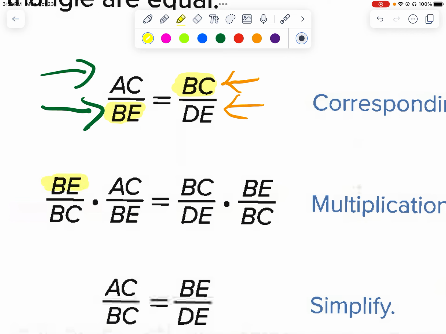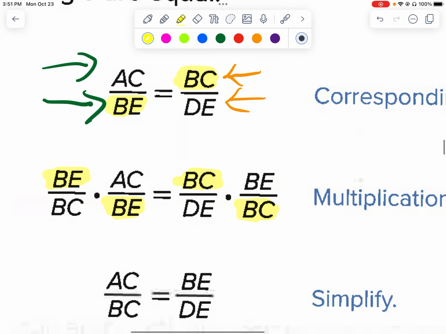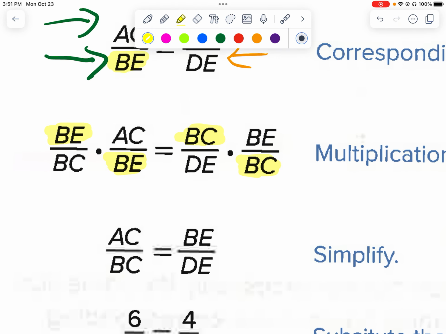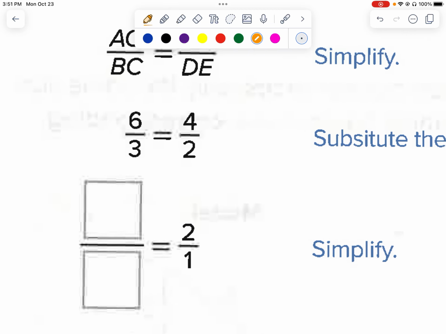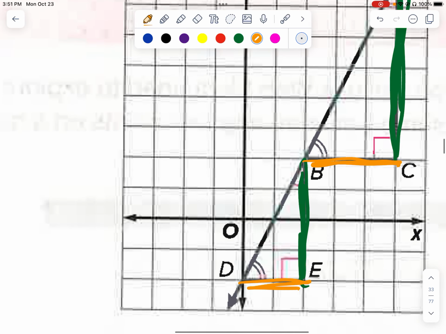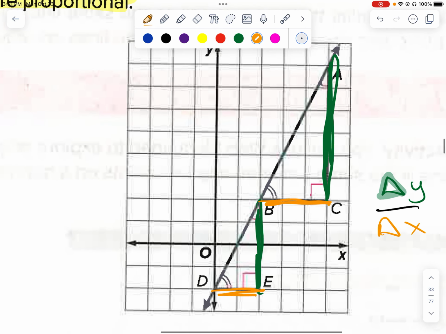Because now this is going to cancel out with here. This is going to cancel out here. So that now we have AC over BC, which will get you the rise over the run. So now we can set this up and we still get 2. Okay, so all they were doing just now was proving that these are proportional.